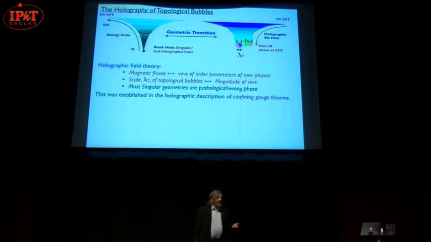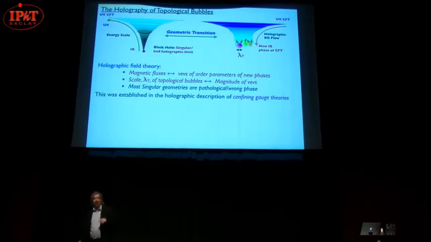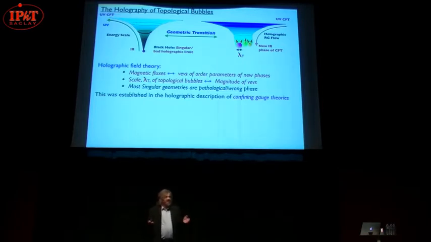The holographic dictionary tells you in fact that the magnetic fluxes are dual to VEVs of order parameters of new phases. You can track this out. The scale of the topological bubbles is the magnitude of the VEVs. And in fact, one of the other things that we learned from holographic field theory is that the most singular geometries are pathological and are the wrong phase. And I want to say that this is not established so much for black hole physics. This was established by looking at holographic descriptions of confining gauge theories. It was an immensely powerful inspiration to figure out what's going on inside black holes.